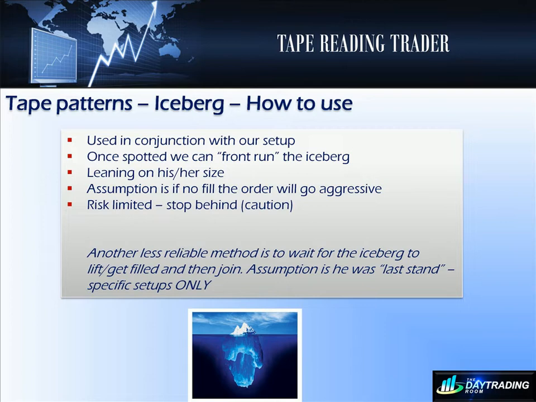We see an iceberg come on. We can make an assumption: A, that he's got some size to trade; B, that he's an institution. So we can lean on his size, front run him, put ourselves one tick ahead of him, get our fill, and use a stop behind him. Now, the assumption obviously is that if there's no fill on his order, he's going to go aggressive. So if he's looking to buy 100 lots and he gets only a couple of them, he may well go aggressive and push the market higher.